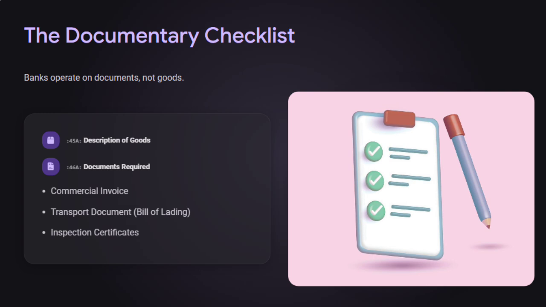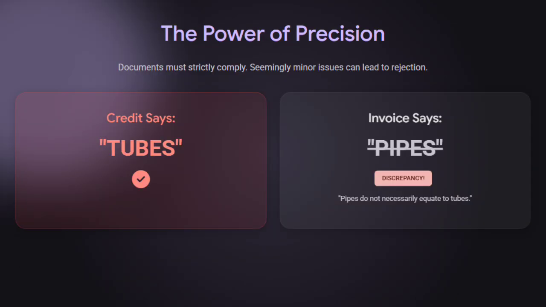It's that simple. Two fields really define this world of paper. Field 45A gives the description of the goods exactly as it needs to appear on the invoice, and Field 46A is the master checklist. It lists every single document the seller must present, from the commercial invoice to the bill of lading and any other required certificates. And let me tell you, attention to detail is everything. Even a difference that seems tiny can cause a huge problem.